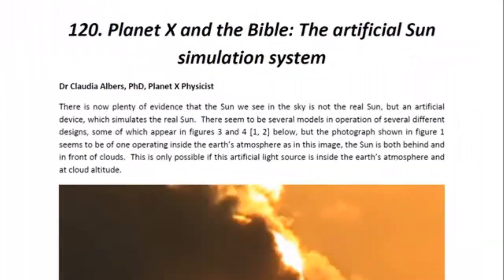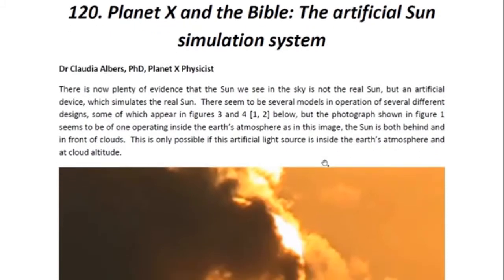Now, there is plenty of evidence that the sun we see in the sky is not the real sun, but an artificial device which simulates the real sun. And there seem to be several models in operation, and I show some of these that I have written about below.